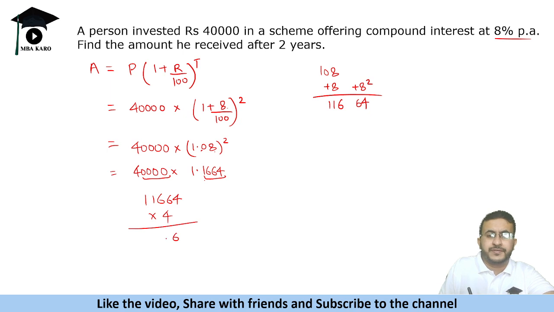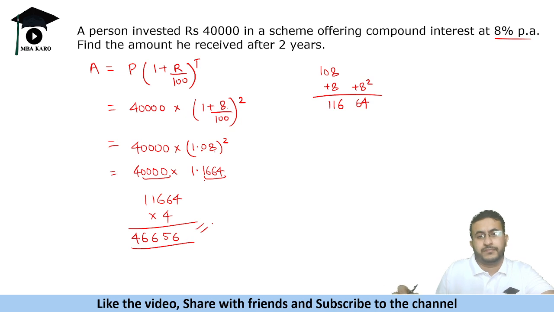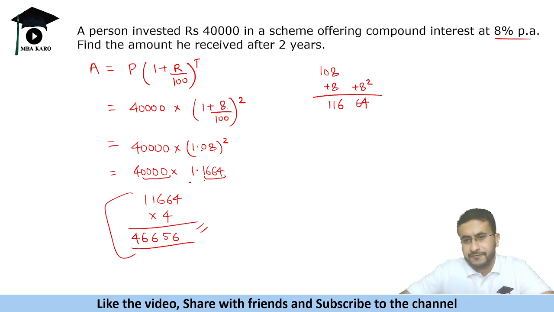So it becomes 6, 5, 2 carries, 4, 26, 2 carries, 44, 46. 46656 is your amount. Now if you know this formula, you do not have to write it. You just know that you have to find the square of 108, which is 11664, and multiply by 4. So that's it. You do not have to write the steps, just write this line and get the answer. Instant answers in a few seconds.